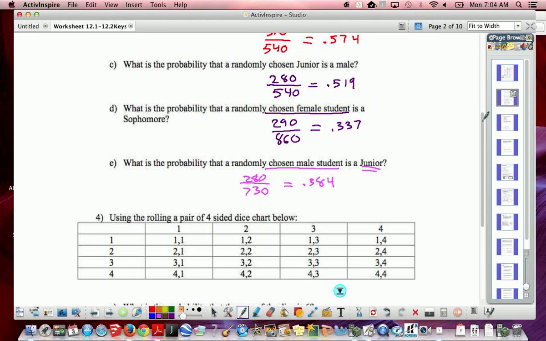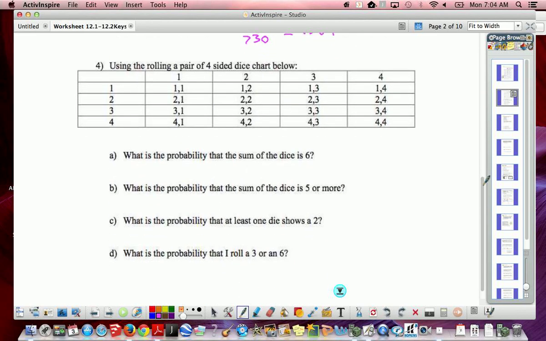All right, our last question says, using the rolling a pair of four-sided dice chart below, so just like the six-sided chart, here are all the outcomes, a 1 and a 1, a 1 and a 2, a 1 and a 3, a 1 and a 4, all the way down to 4 and 4. One of the first things I'm going to note here is how many possibilities I have. I have 16 because I have 4 possibilities times 4 possibilities gives me 16 total outcomes when rolling a pair of four-sided dice.